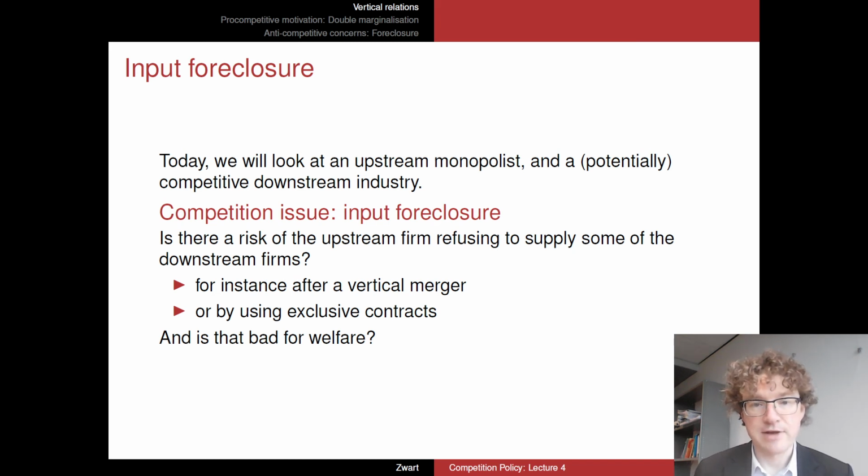So that would be the effect of vertical mergers, but there might also be exclusive contracts which cause input foreclosure. And again, what we'll be asking is, well, we know there might be good reasons for this, but we have to wonder, might there also be bad reasons, in the sense of bad for welfare? So that's the question that we should be focusing on. Is there some form of input foreclosure, some exclusive contracting, for instance, which is actually harming welfare? In that case, if it's practiced by some dominant firm, it might be a reason for the competition authority to make a case against this.